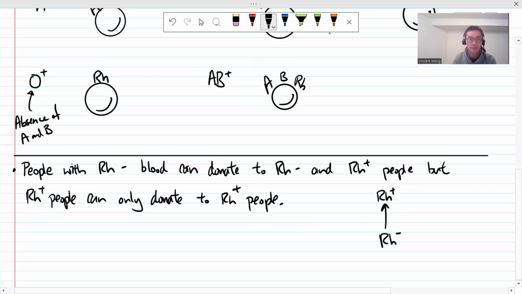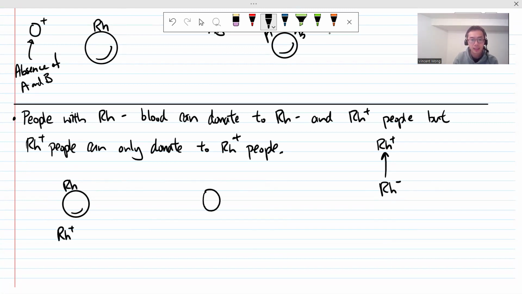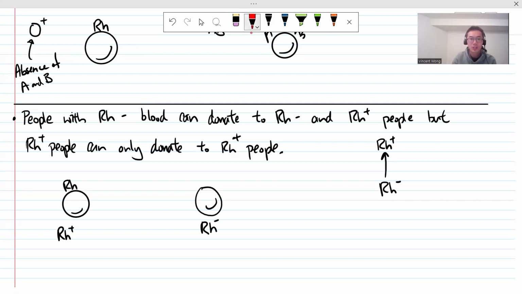Why is that? Well, if a person is RH positive, it's like this, right? And then this is going to be a person who is RH negative. Who's going to be making the antibodies? Who's going to be making anti-RH antibody? The positive person or the negative person? Negative? That's right. You make antibodies for things you don't have. So if you are RH negative, then you can make anti-RH antibody.